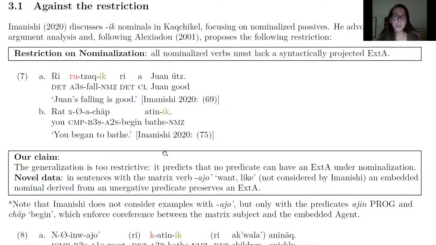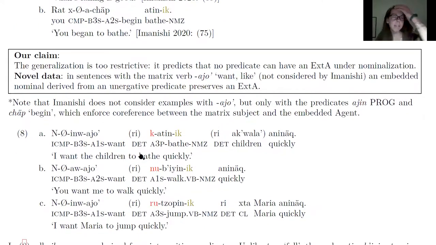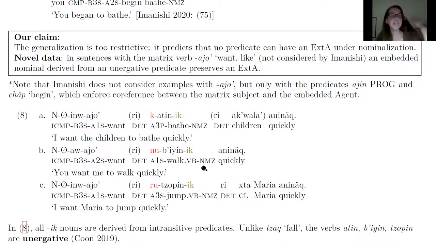But we want to show some examples that involve the matrix verb aho, which means want. And in that case, this coreference is not enforced at all, right? So it's quite logical to have a situation where you have one person who wants something and a different person who must actually perform that wanted event, or action. And so if we go to such examples, then we suddenly see this possessive marker appearing again, with what looks like a nominalized ergative verb.